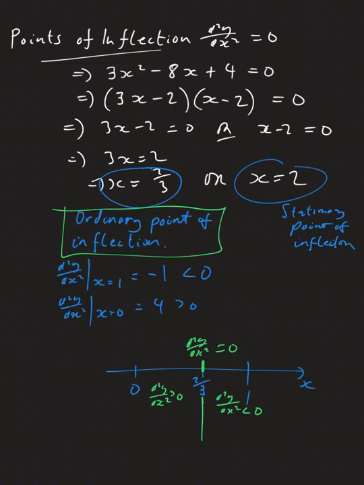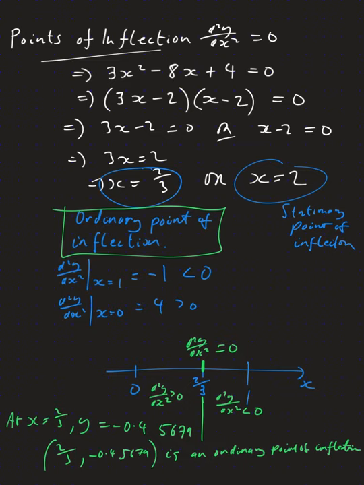And I just finally would say that at x equal to 2/3, y, if I pop it into the formula, comes out to be roughly minus 0.45679. So I can say that that point is an ordinary point of inflection.